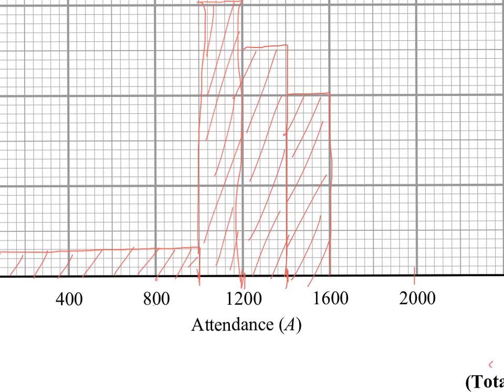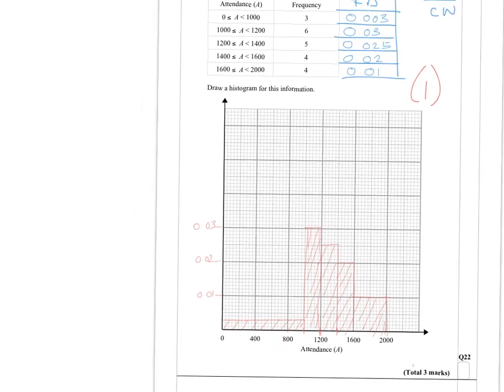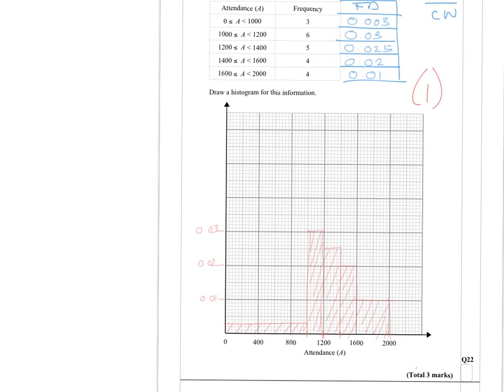That wide to there. Okay, let's just come out. That's our finished histogram, which represents all that information. Probably just label that FD for frequency density. 3 marks available: 1 for that right hand column in my table, and then 2 marks for a correctly constructed histogram.